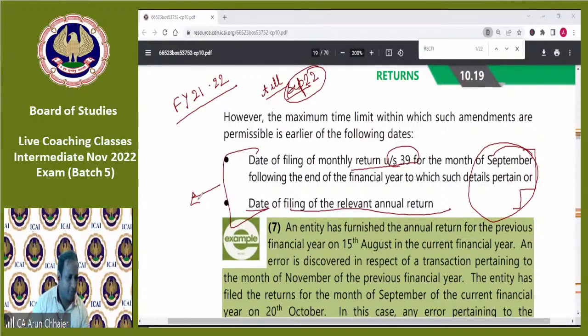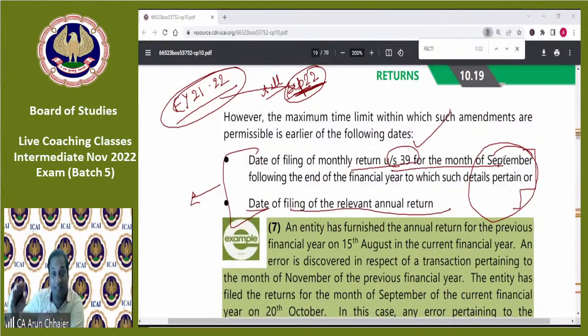Can rectification be of the previous quarter? Yes, Rajinder, we can do the correction of any period, but maximum correction of this financial year you can do till September. What is the time limit? The time limit is section 39 return for the month of September following the end of the financial year, or annual return, whichever is earlier.